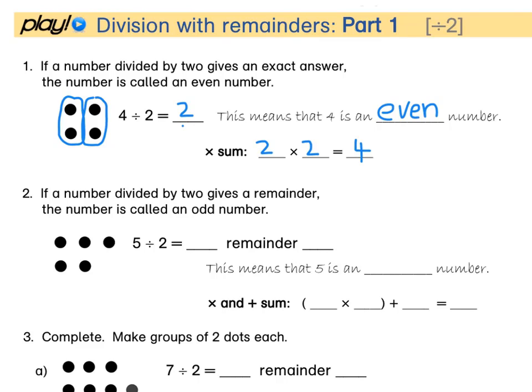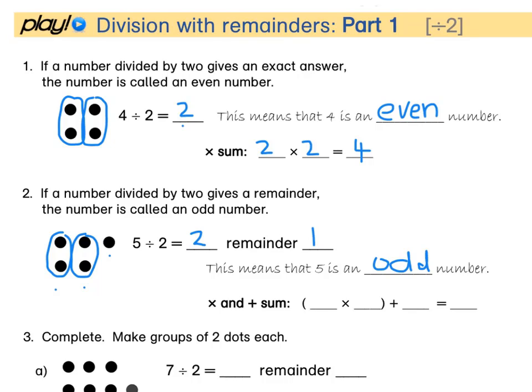Number 2. If a number divided by 2 gives a remainder, the number is called an odd number. So 5 divided by 2, here's our first group of 2, there's another group of 2, but whoops, we can't make another group of 2, we have one little dot remaining. So 5 divided by 2 gives these two groups of 2 with a remainder of 1. Because we have a remainder, this means that 5 is an odd number.